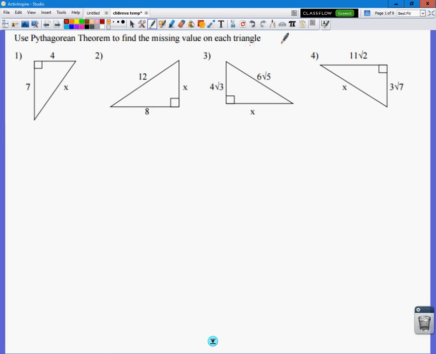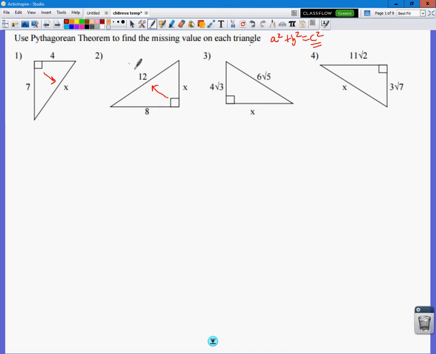Use Pythagorean theorem to find the missing value on each side. Pythagorean theorem says a squared plus b squared equals c squared. The most important side to identify is the c side, which is the hypotenuse. It's going to be x in number 1.